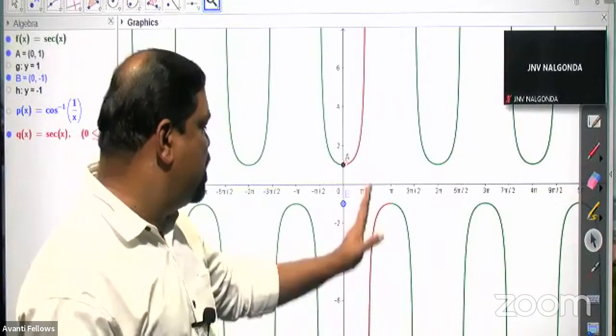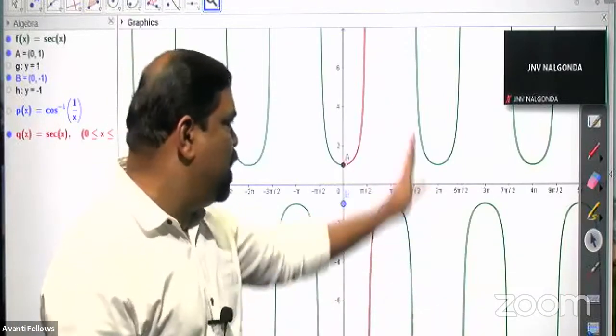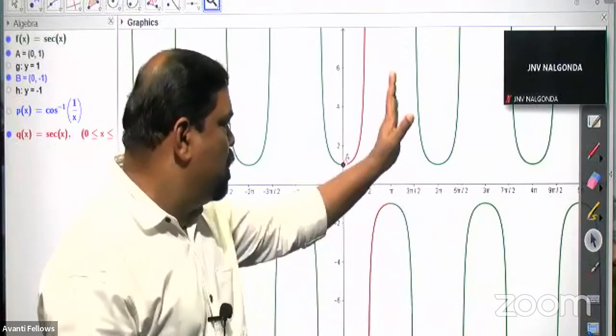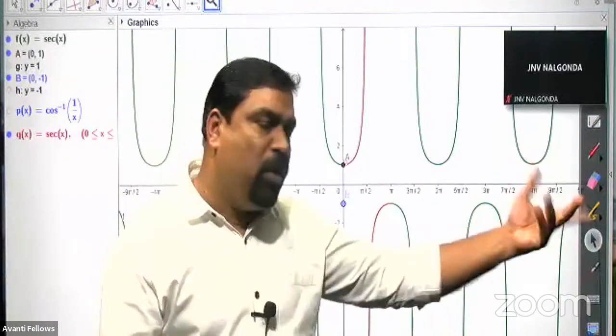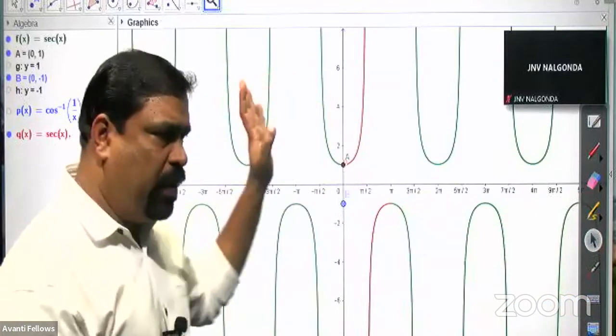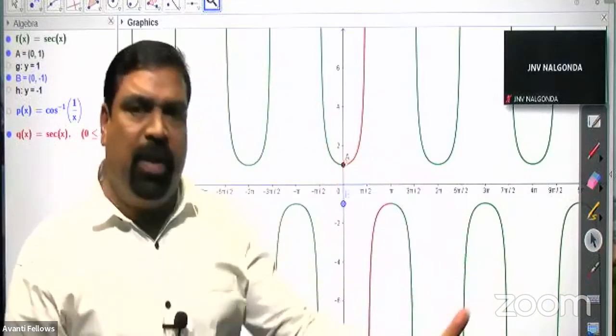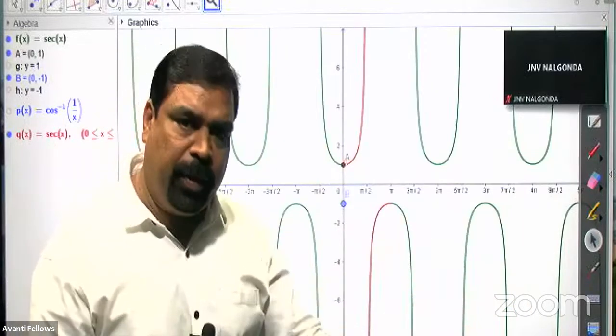At pi by 2, you can see some problem is there, just like tan. Some break is there. At 3 pi by 2, you can see some gap is there, etc. For all odd multiples of pi by 2, the function has no value actually. That means the domain is all real numbers except the odd multiples of pi by 2. What about the range?